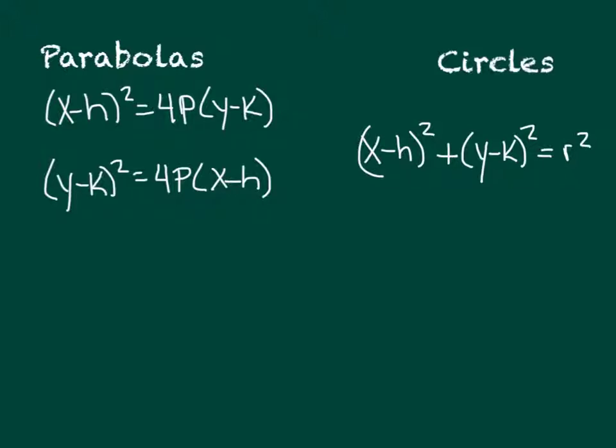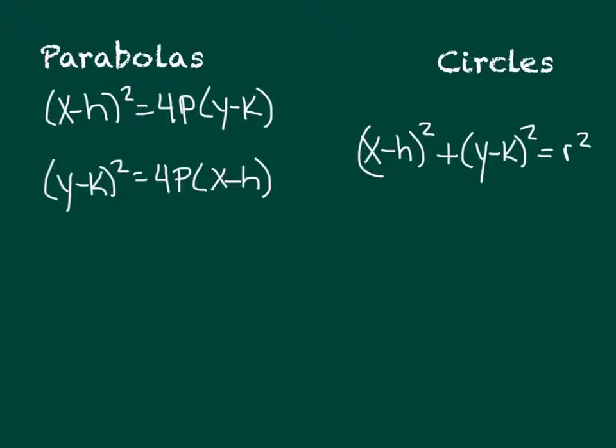Alright, so as a review, our equations for parabolas, if it is an up or down, it's x minus h all squared equals 4p y minus k. And if it's a left or right, it's y minus k all squared equals 4p x minus h. And then all of our circles have the same equation, x minus h all squared plus y minus k all squared equals r squared.